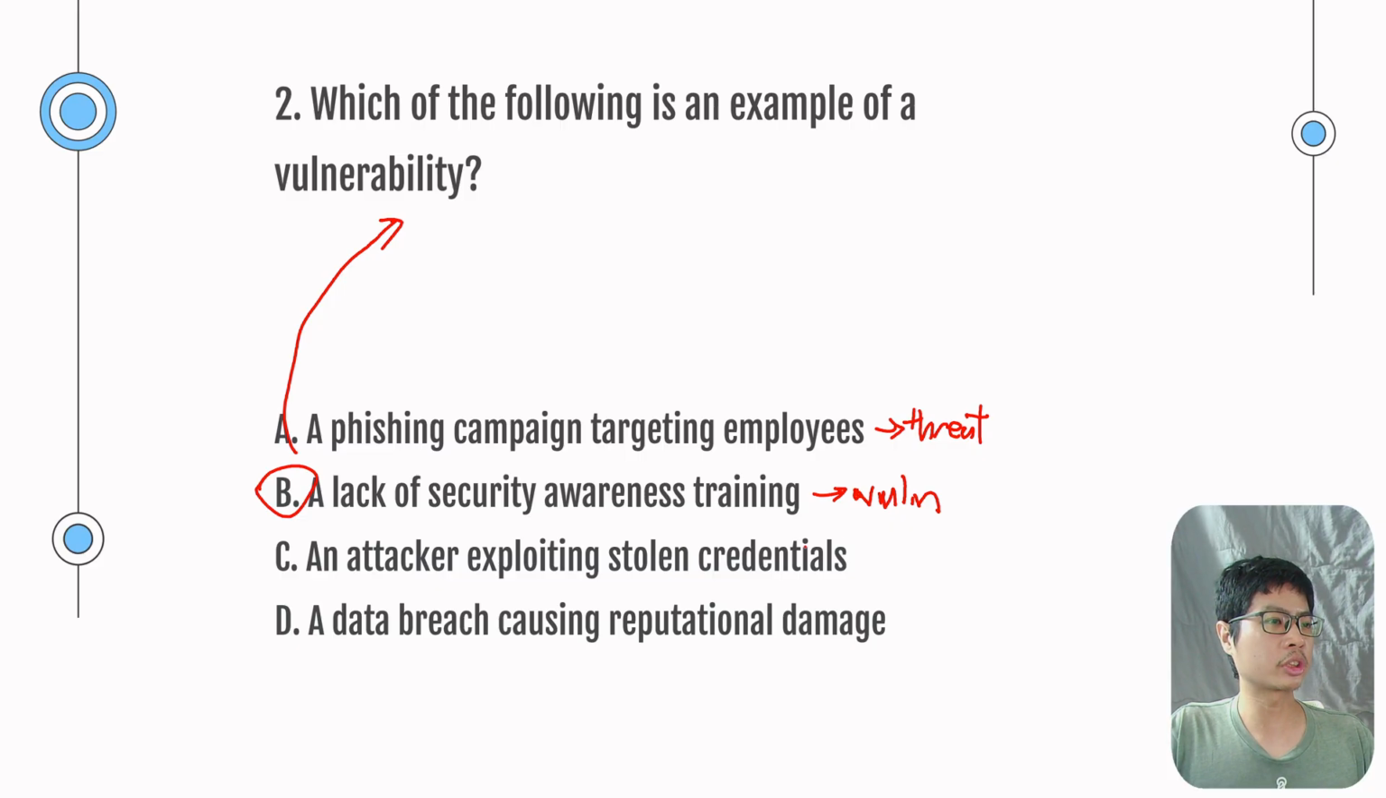C. An attacker exploiting stolen credentials. This is also a threat. Obviously the vulnerability itself would be the leaked or stolen credentials, and if those credentials were not stolen, the attacker would not have the opportunity. D. Causing reputational damage. And this is more towards the side of the impact and the assets that were impacted. Yeah. So for this question, it should be B.